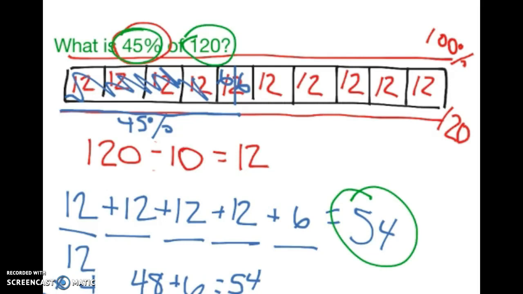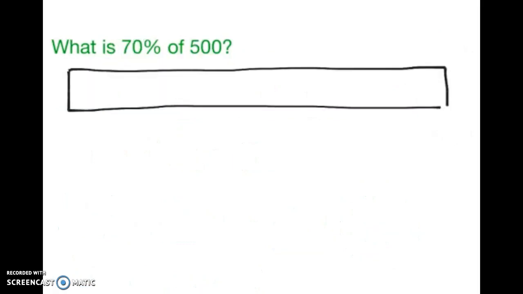Let's try one more example. This one says, what is 70% of 500? Let's say you're going on a road trip that is 500 miles. You've already driven 70%. How many miles have you driven already? So again, we're going to split this bar model up into 10 sections. So we have 1, 2, 3, 4, 5, 6, 7, 8, 9, 10.